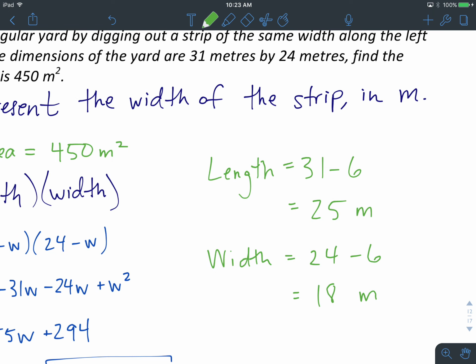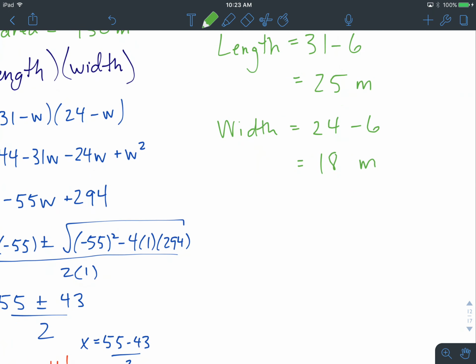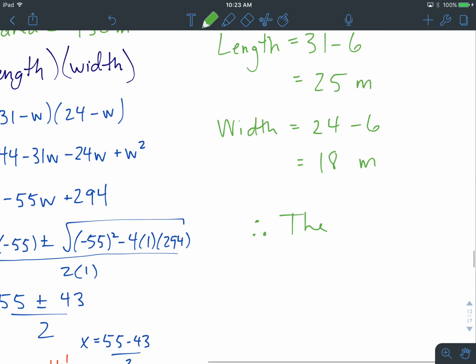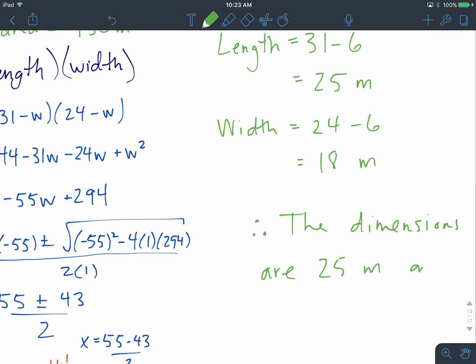We'll do a quick check. So we'll do 25 times 18, and that's going to give us our 450 meters squared. And now we pop a little therefore statement on here. Therefore, the dimensions are 25 meters and 18 meters.